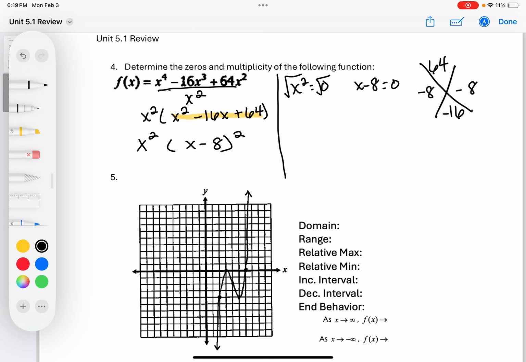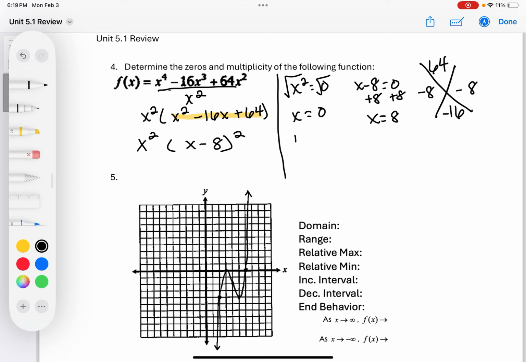The reason why we're not doing the square root on the x -8 squared is because of what I'm going to show you. Taking that square root is just going to make it 0, so we're just saving ourselves an extra step. Plus 8, plus 8, x equals 8. So my two zeros for this graph are 0 and 8.